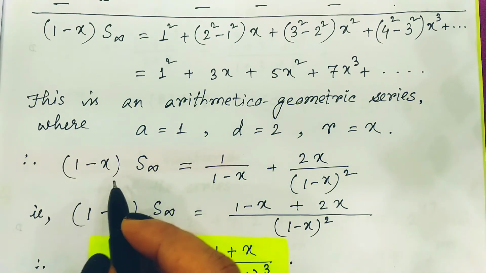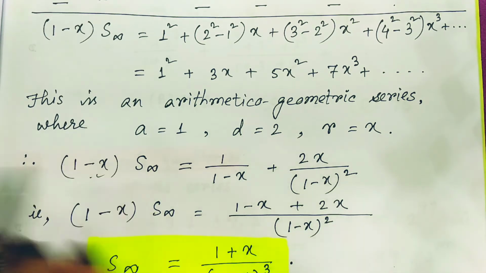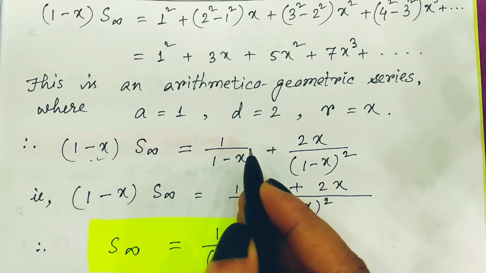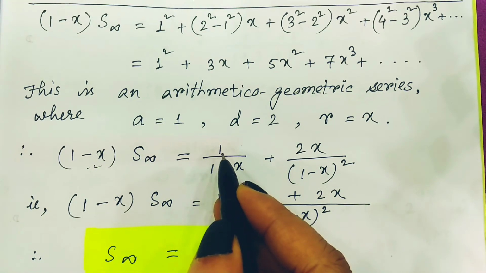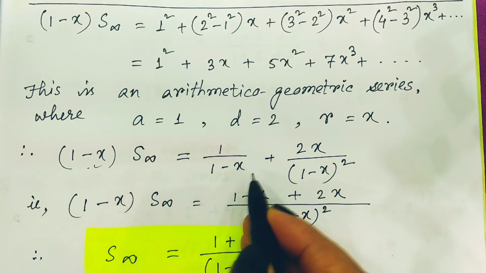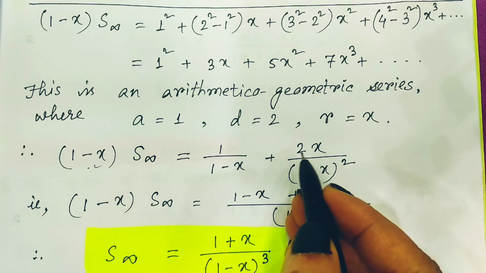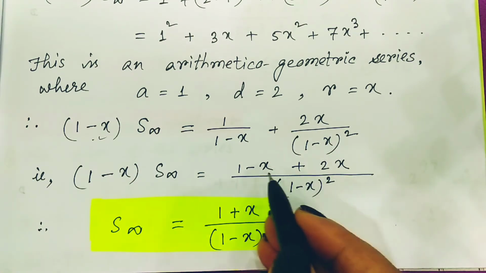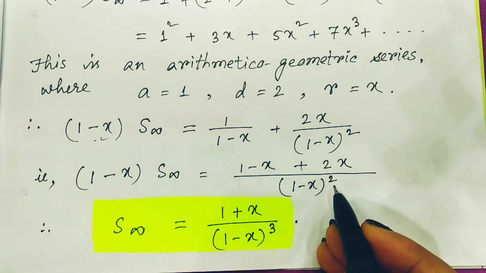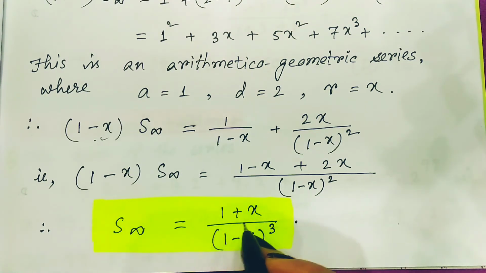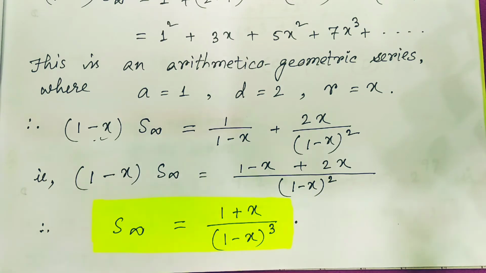So we substitute here, and we keep 1 minus x on this side only. We are not going to divide by this one here. After that, this is equal to, as a formula, as it is the infinite series, a divided by 1 minus r. A is 1, r is x, so we get 1 divided by 1 minus x plus, similarly, 2x divided by 1 minus x square. If we simplify, we find it is 1 plus x divided by 1 minus x square. Now our requirement is S infinity. So finally S infinity is 1 plus x divided by 1 minus x cube. So this is our answer.